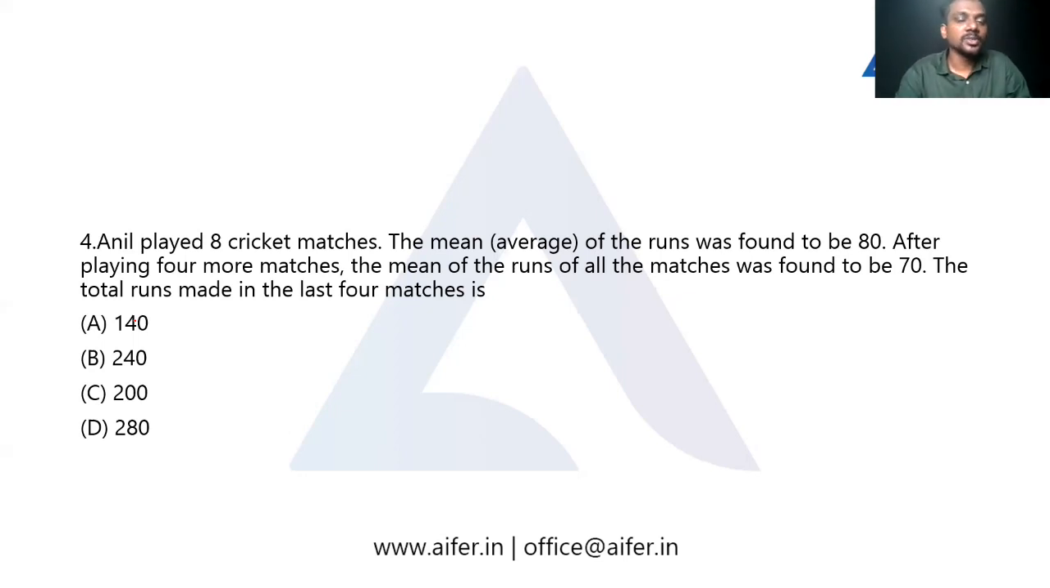Okay, so the question is, Anil played 8 cricket matches. The mean average of the runs was found to be 80. After playing 4 more matches, the mean of the runs of all the matches was found to be 70. The total runs made in the last 4 matches is... yeah, we'll try to do the question.